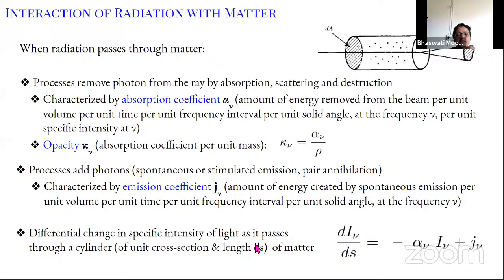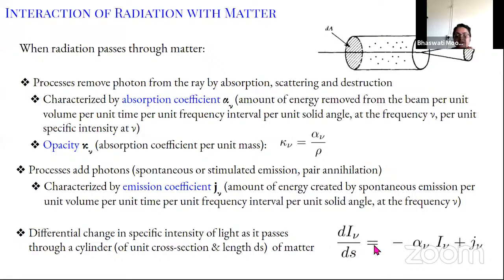So if I put these two together, I can write the differential change in specific intensity of light as it passes through a cylinder of unit cross section and length ds. I assume the length of this cylinder is ds, and for this definition I've used that it is a cylinder of unit cross section. So the differential change in the specific intensity, dI nu. Specific intensity, if you recall, is the energy per unit area and per unit everything. That is one way of saying it. So this dI nu by ds.